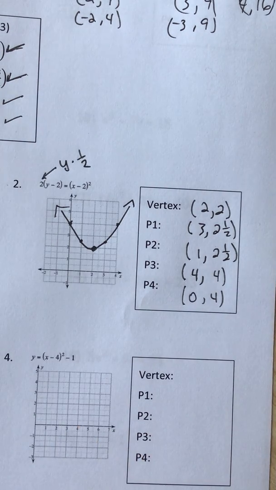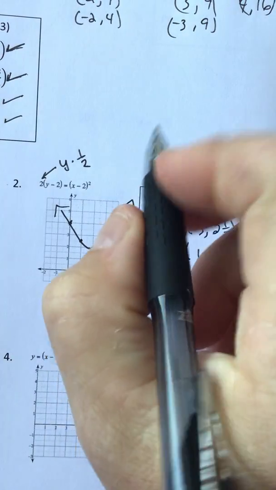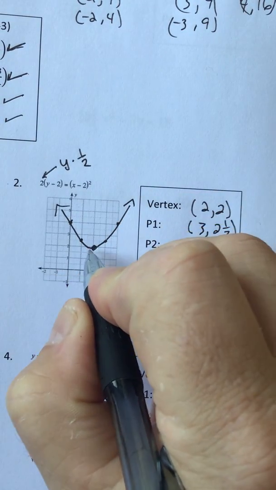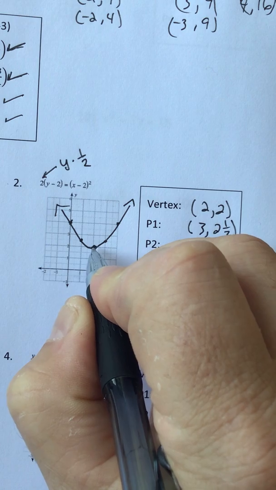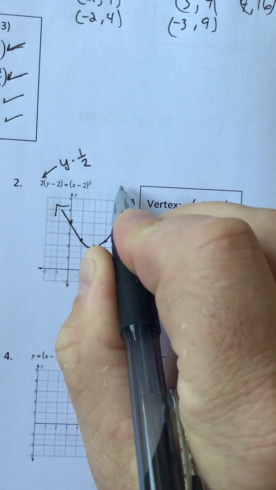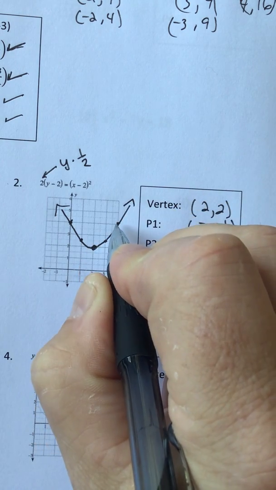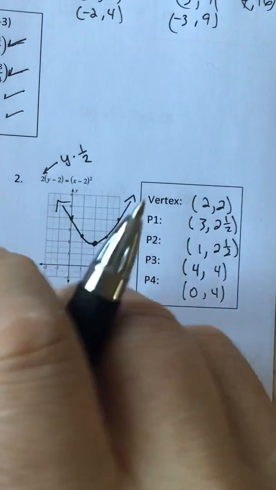So number 2 is half as tall. So instead of going over 1, up 1, we went over 1, up a half. And then over 2, instead of over 2, up 4, we went over 2, up half of 4, which is 2.